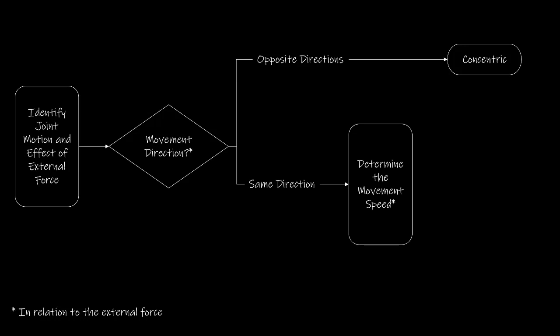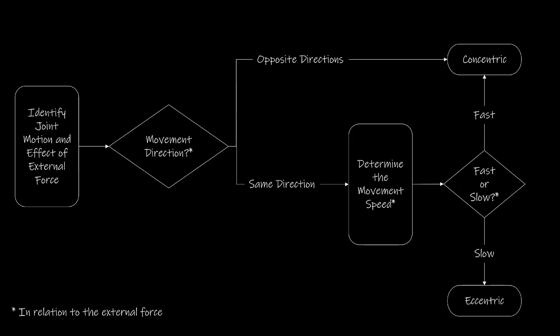We have to determine the movement speed. In this case, we would ask ourselves, would the joint motion be faster or slower than if there was only the external force? If the joint motion was faster, then we would have a concentric muscle action. If the joint motion was slower than that which was produced by the external force, then we would have an eccentric muscle action.